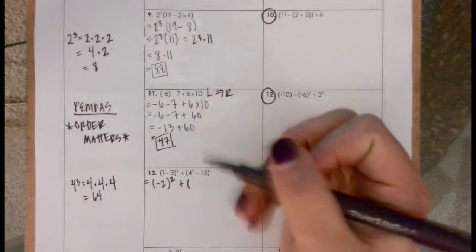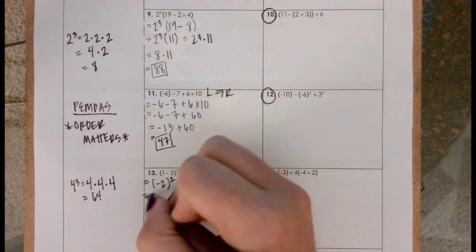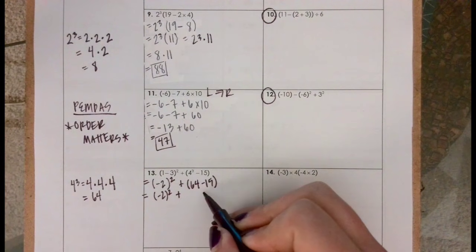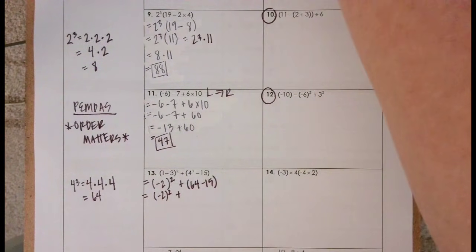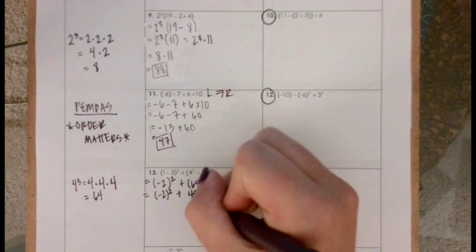You use your calculator for that. So 64 minus 15. I still need to make sure I get rid of my parentheses first. So I'm just going to come over here and finish the operation here. Now 64 minus 15 is 49.